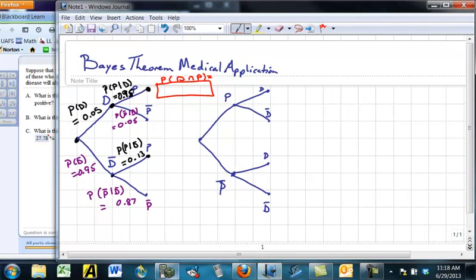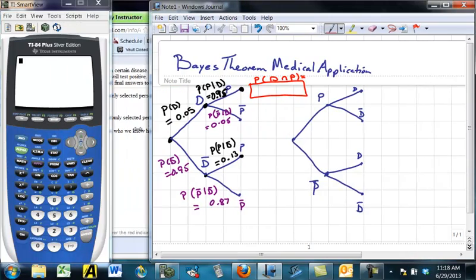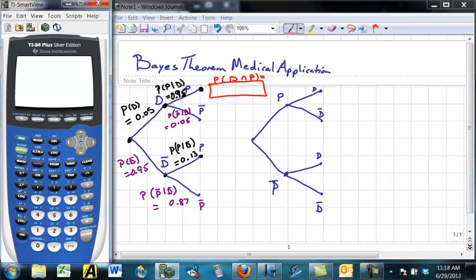So let's go ahead and pull up a calculator here, and we'll use a calculator a bit. Of course, we could do this by hand, but just save a little time. 0.05 times 0.95. That's 0.0475.